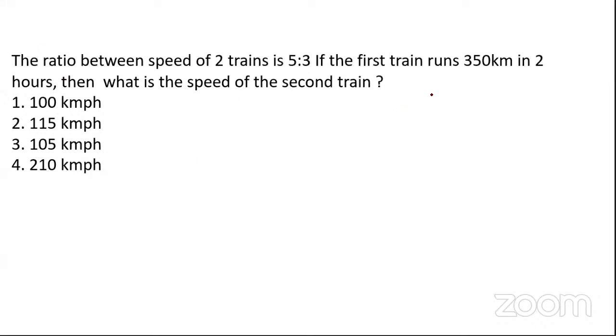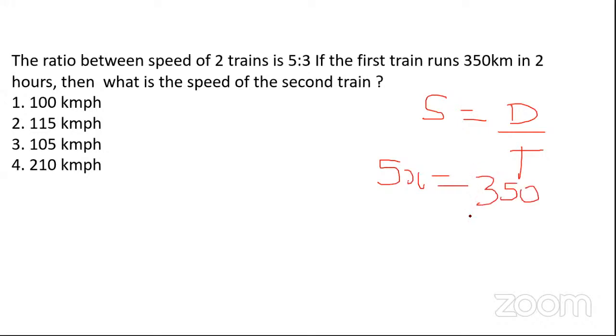So we all know that speed equals distance by time. It is given that the ratio between the two trains' speeds is 5:3. The first train covers 350 kilometers and the time is 2 hours. So for the first ratio, 5x equals distance 350 divided by 2 hours. 350 divided by 2 is 175. So x equals 35.